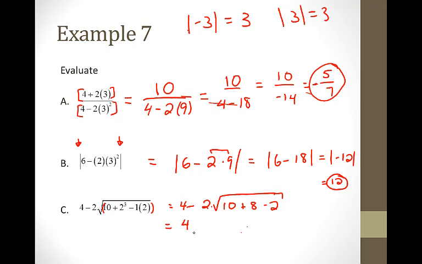So 4 minus 2 on the square root of, so 10 plus 8 is 18, minus 2 is 16. It's going to come out nice, right? I can evaluate the square root of 16. So 4 minus 2 and square root of 16 is 4. Again, order of operations, 2 times 4 is 8. Let me move up here. So I'm going to have 4 minus 8, which is a negative 4.